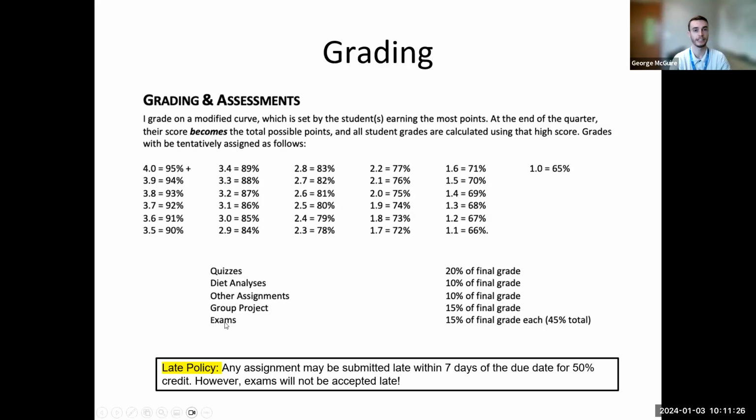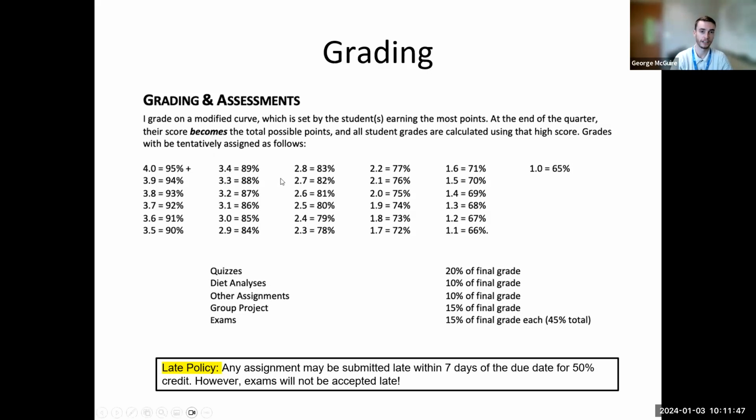And then there will be 3 exams. So one at the end of each unit. This course is organized into 3 separate units. They are not cumulative exams. So exam 1 is only covering unit 1, chapters 1 through 3. Exam 2 is only covering unit 2, which is chapters 4 through 6, etc.